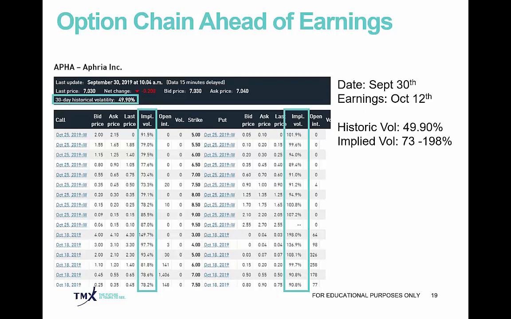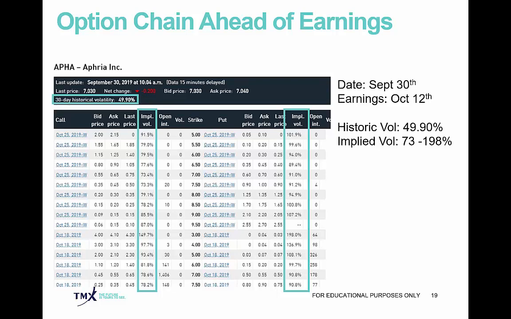In other words, people would be buying these contracts or even selling these contracts to hold through earnings. You can see in the implied volatility column that the number is way off the charts compared to the historical volatility that you'll see up in the top left corner of that header.